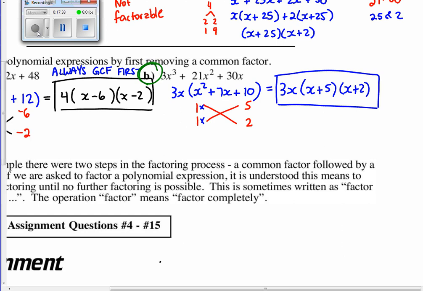Now we want a product of 10, sum of 7. And so you should get 3x times x plus 5 and x plus 2. Was that okay? You can check your answer. If you checked your answer in your calculator at this step, it would give you true. Yes, this is equivalent to the original thing, but you're not done because you can factor that trinomial further.